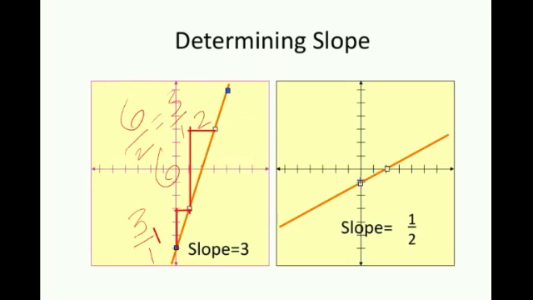Now this slope is a little bit different. It's a little less steep. It's still a positive slope, and we can calculate the rise. It's a rise of 1 and a run of 2, and it's written as a fraction, 1 over 2.